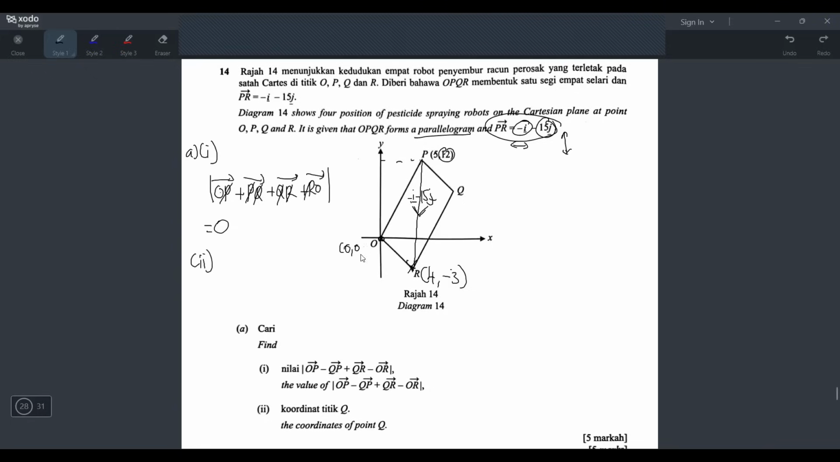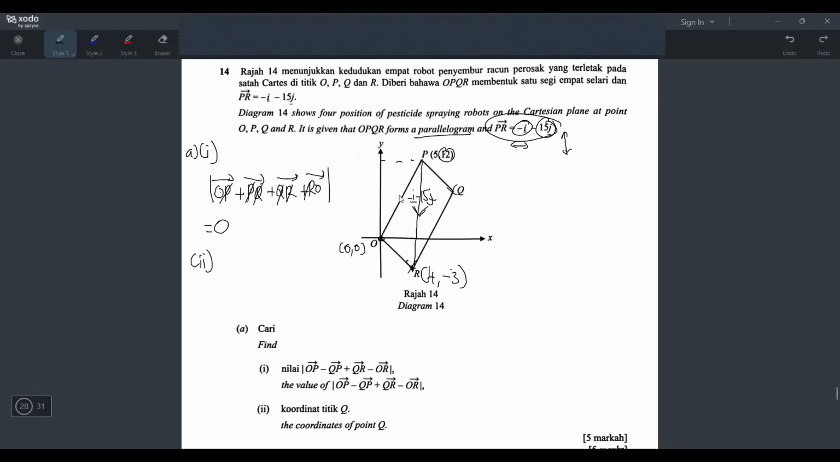Well, we already know point O, 0, 0. Point P, we also know. Point R, I also know. I explained just now how I get this. How to find point Q? Well, it's very simple because this is a parallelogram. So if it's a parallelogram, you can use midpoint to do it.